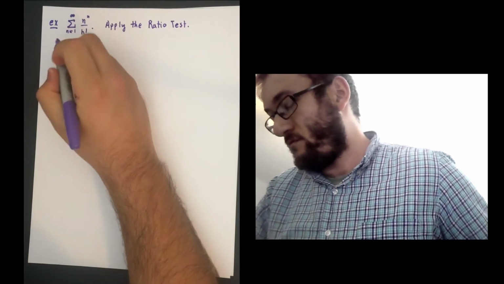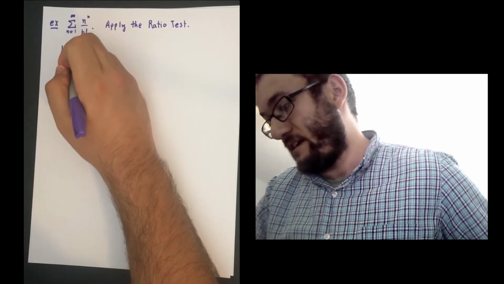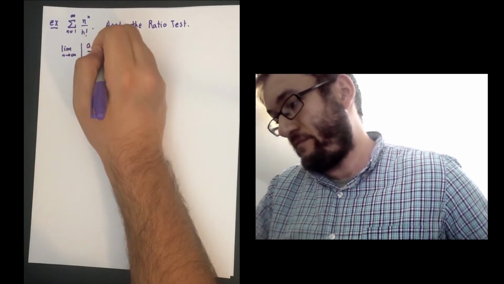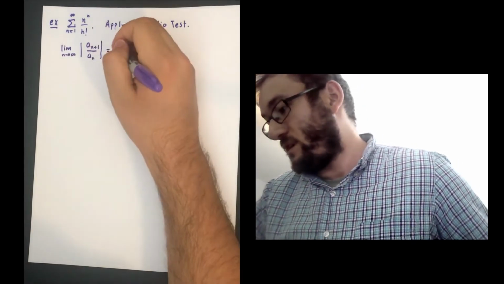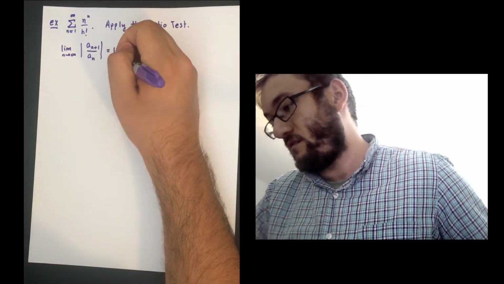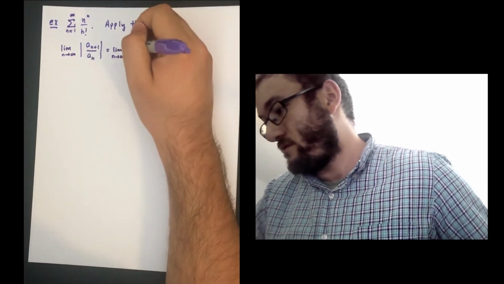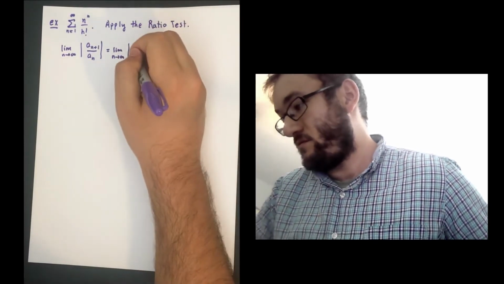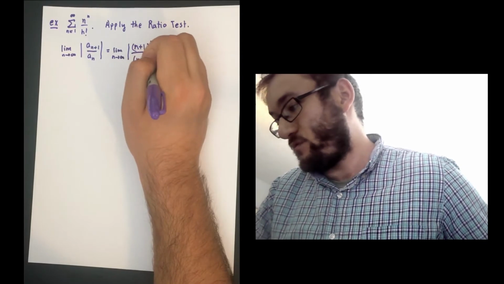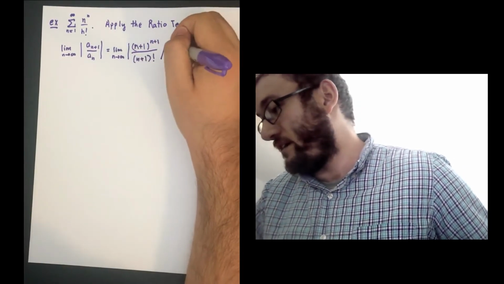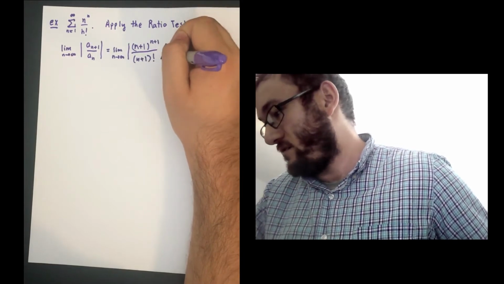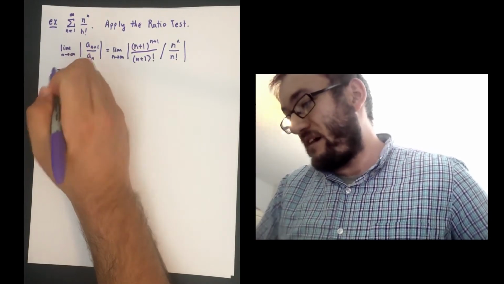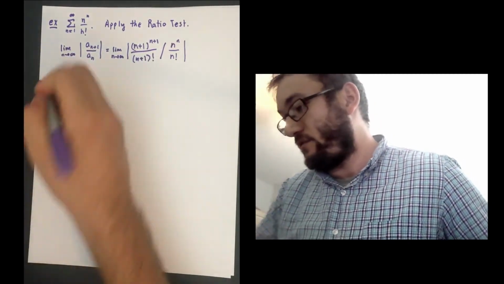So again, we take the limit as n goes to infinity of a sub n plus 1 divided by a sub n. This will be equal to the limit as n approaches infinity of n plus 1 to the n plus 1 divided by n plus 1 factorial, divided by n to the n over n factorial. Okay? And I'm going to drop the absolute value signs because everything in here is positive.